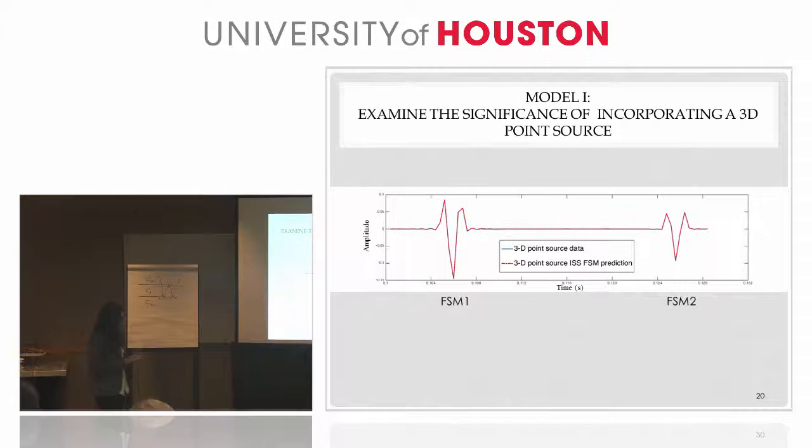So that means when we match the source dimension in the algorithm and the data, our algorithm will give us both the accurate time and amplitude of the prediction. If you use this kind of prediction to do the subtraction, you will see that your free surface multiples will be completely removed.